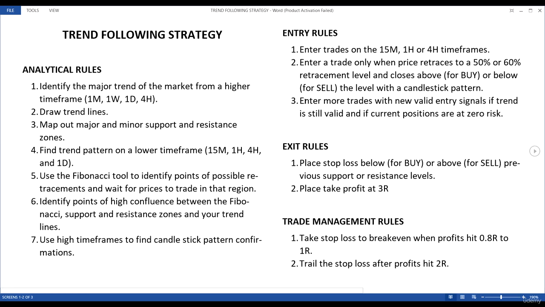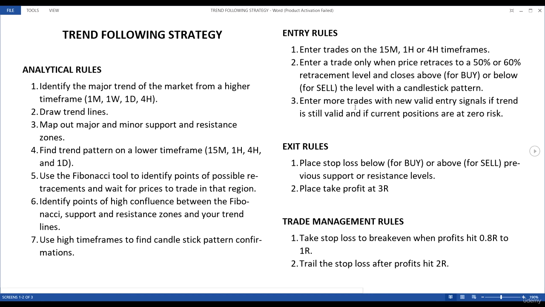Okay, and then for the third point, you enter more trades when a valid entry signal occurs, and if your trend is still valid, right, and if your current positions are at zero risk, it means if you are trailing your current positions or if you have them at break even. That would be the third entry rule.